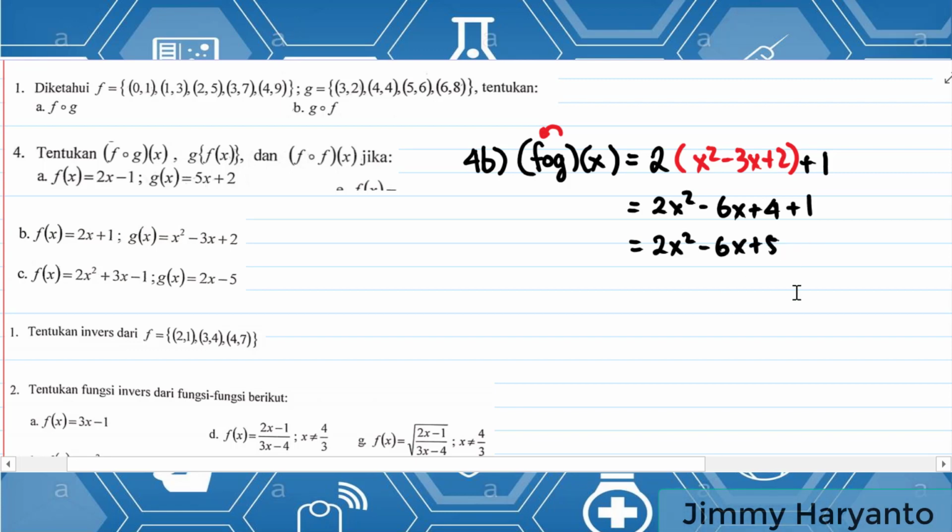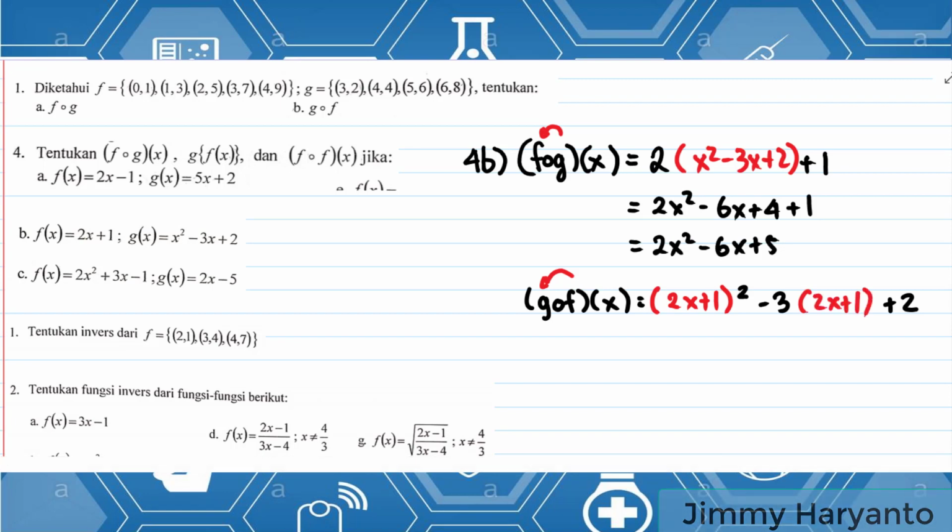Okay, that is for FOG. And then the second one, GOF, that means you have to put F into the G. You write the G first. The G is x squared minus 3x and then plus 2. And then you have to change this x into F. The F is 2x plus 1. So this one is 2x plus 1.